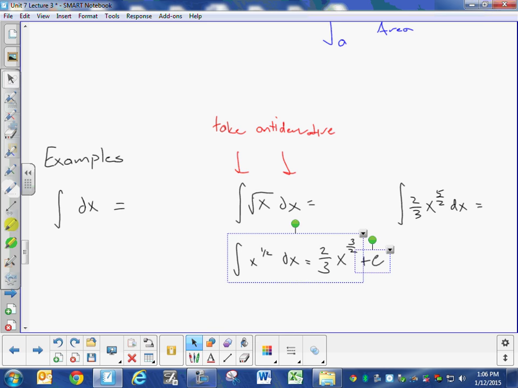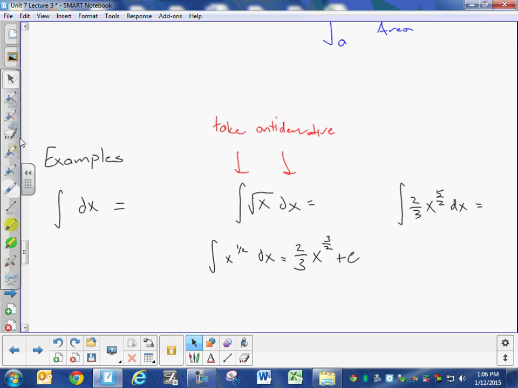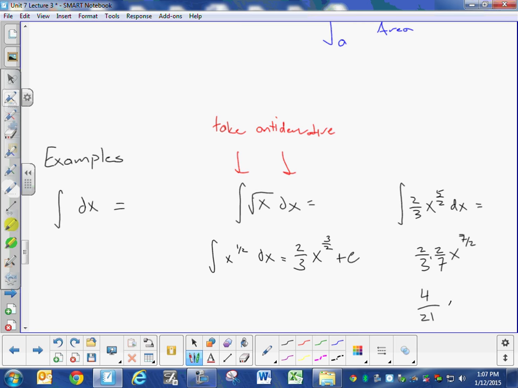Okay, do the last one. x to the 5/2, add 1, becomes x to the 7/2. Multiply by the reciprocal, that'd be 2/7. That's 4/21 x to the 7/2 plus C.